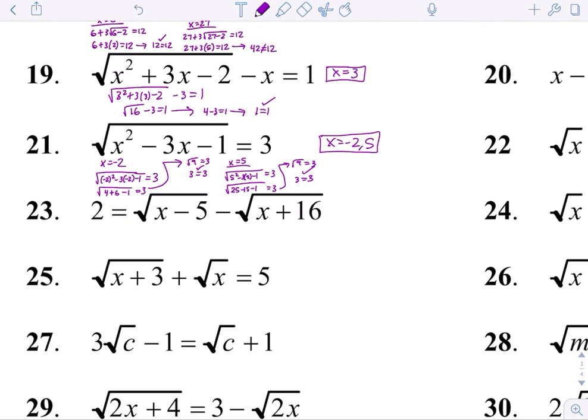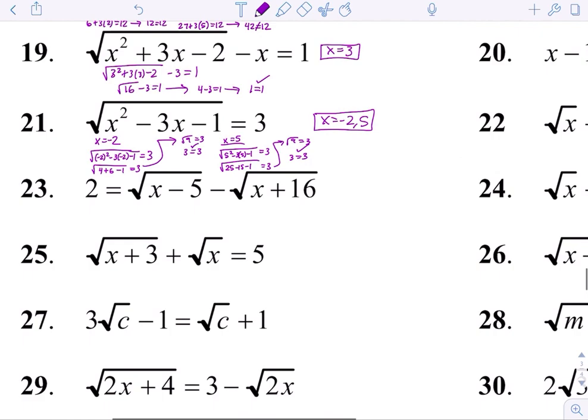Alright, here comes 23. Now, this is more of a challenge type problem, right? Along with 23, 25, 27. Actually, 27 is not too bad, and 29.